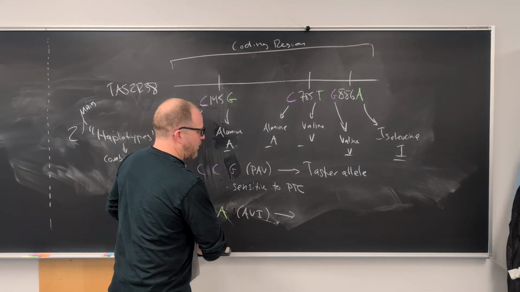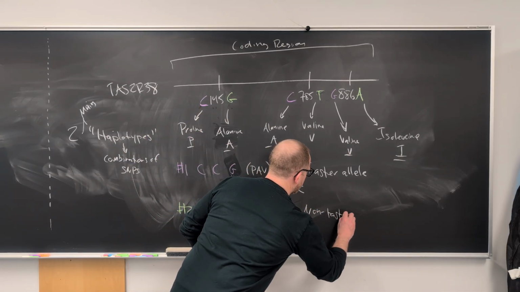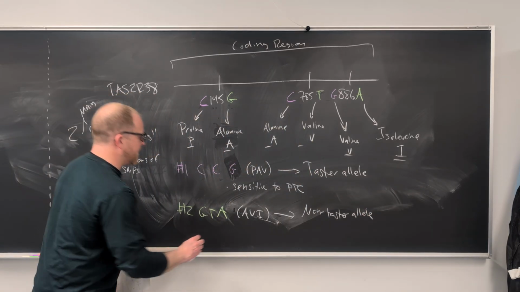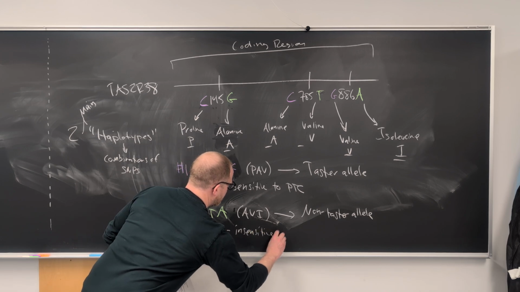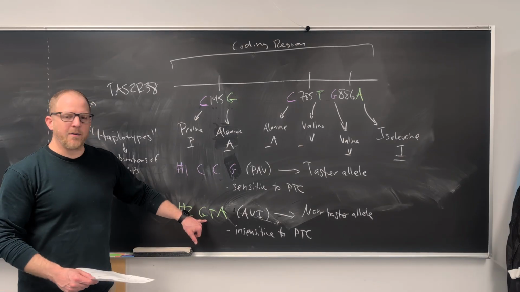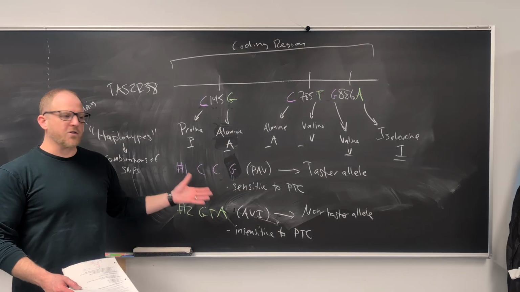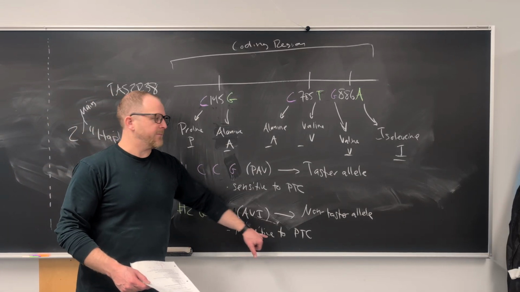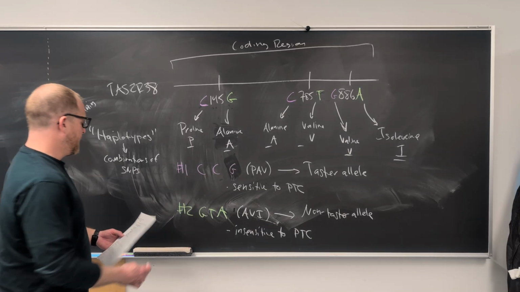This forms the non-taster allele. This ends up coding for a protein that's insensitive to PTC. Essentially, this combination of SNPs produces a loss of function. This is a receptor that no longer transmits information when PTC binds to it. So these are the two genetic variations that we're going to be investigating.